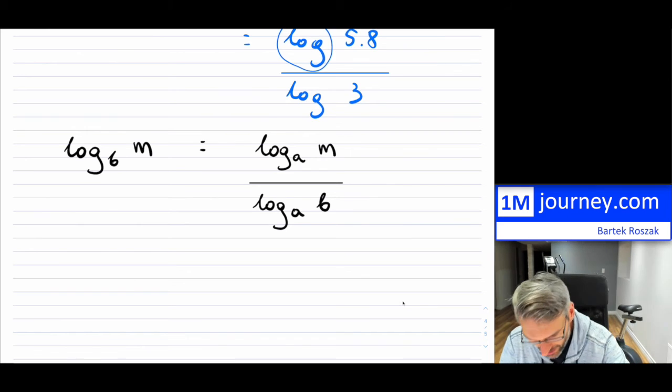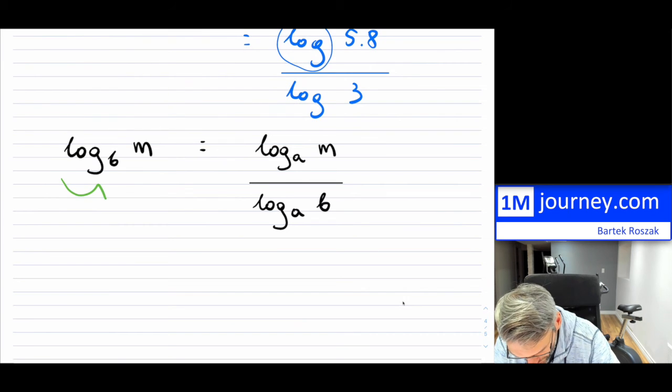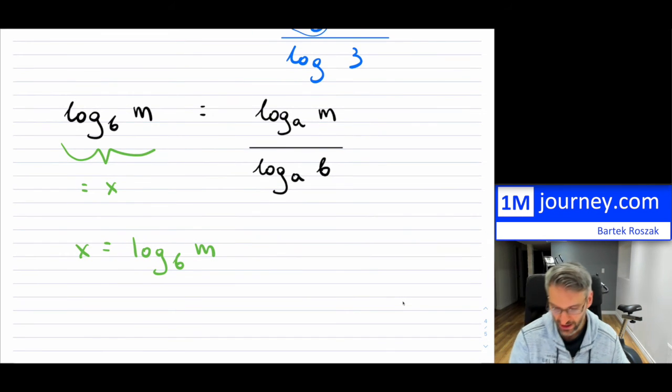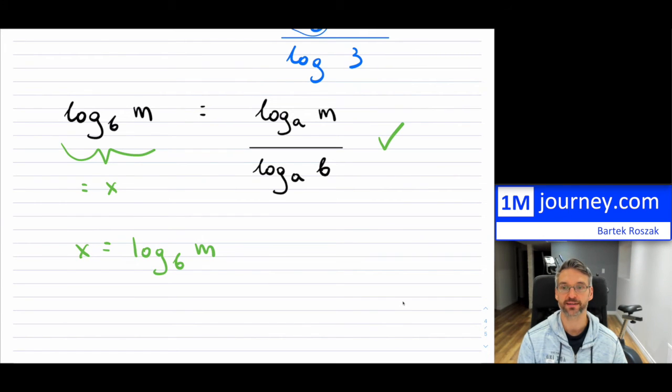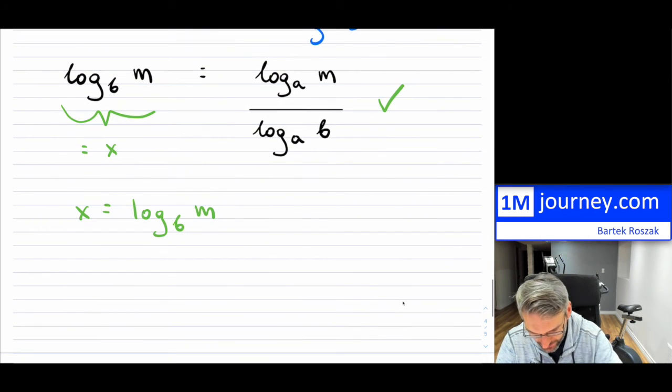And that trick is, I'm going to take this right here and call it, let this equal x. Meaning x is equal to log base b of m. That's what I'm calling this. And what I want to show is that this is equal to the right-hand side. So how in the world would I do that?